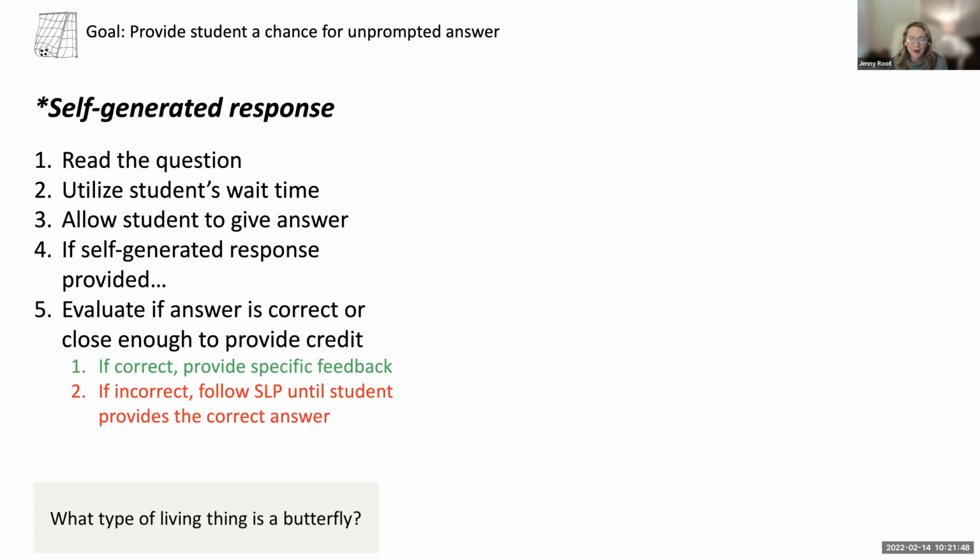If it's correct, give specific feedback. Yes, a butterfly is an insect. You got it! Especially if this is new for them, to respond with self-generated answers or to get something independently correct, we want to super, super celebrate that. If incorrect, we're going to follow the system of least prompts until the student provides the correct answer.